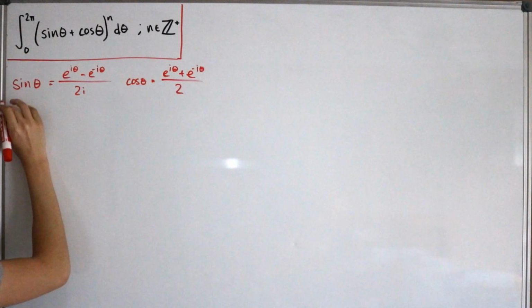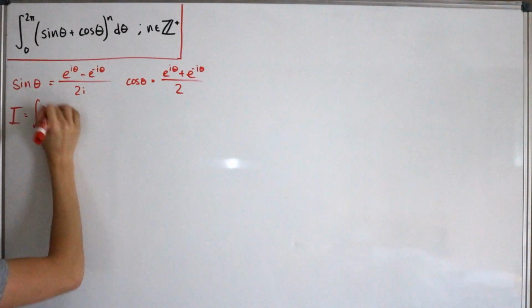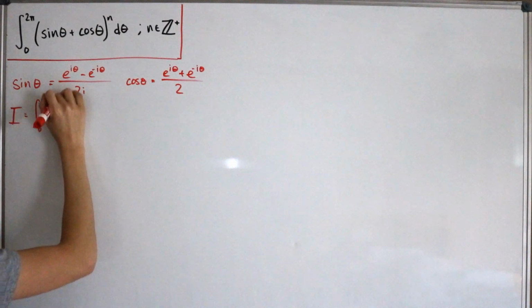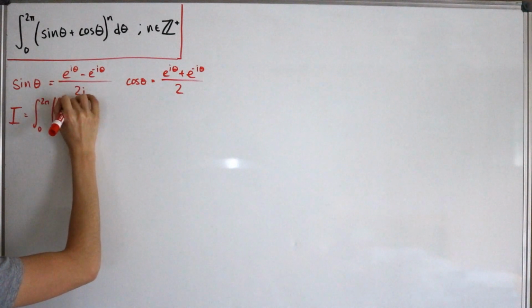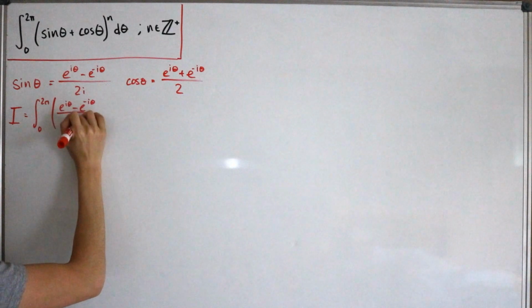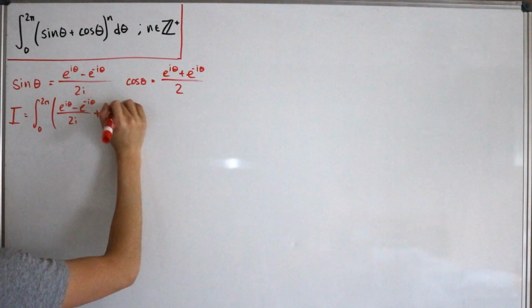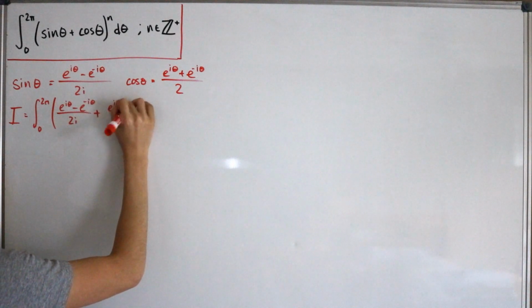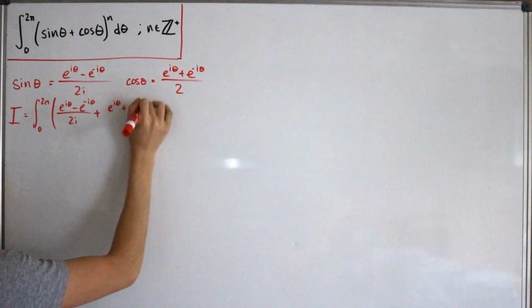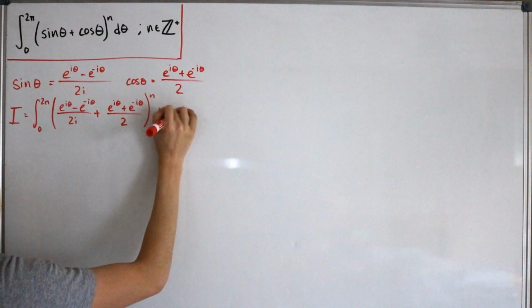I'm going to call this our given integral capital I. And now we just put in the substitution. So this is from 0 to 2 pi. And now this will be (e to the power i theta, subtract e to the negative i theta, divided by 2i) then add (e to the power i theta, add this with e to the negative i theta, then divided by 2), and then close this off to the power n, then d theta.